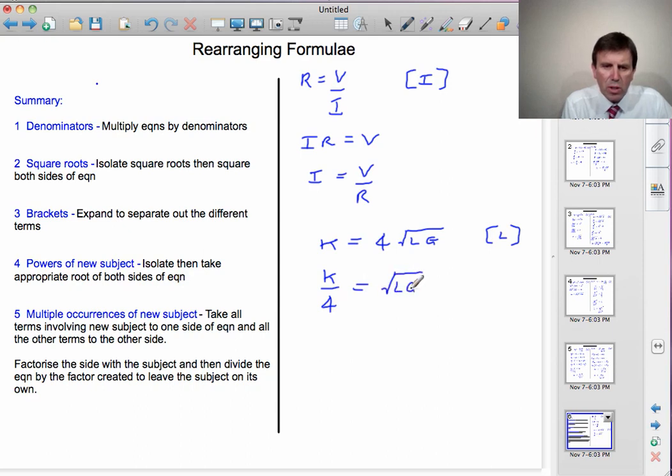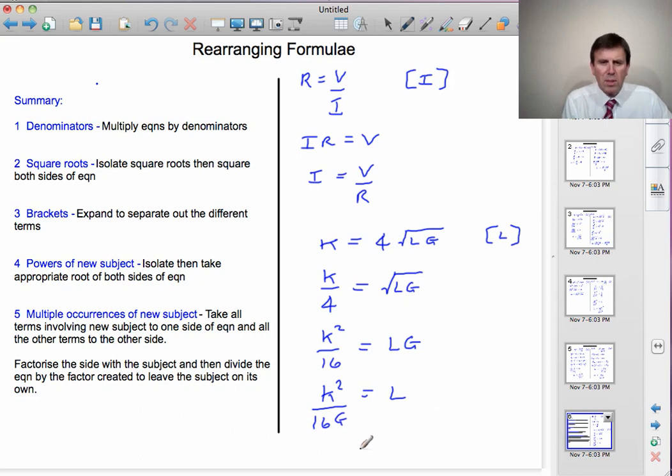Once we've got the root on its own, we can square both sides of the equation. K over 4 times k over 4 is k squared over 16. And that will be equal to square root lg squared, and you get lg. And then to make L the subject now, I just need to divide that equation through by g, and we get k squared over 16g. So there's an example of how to deal with square roots.